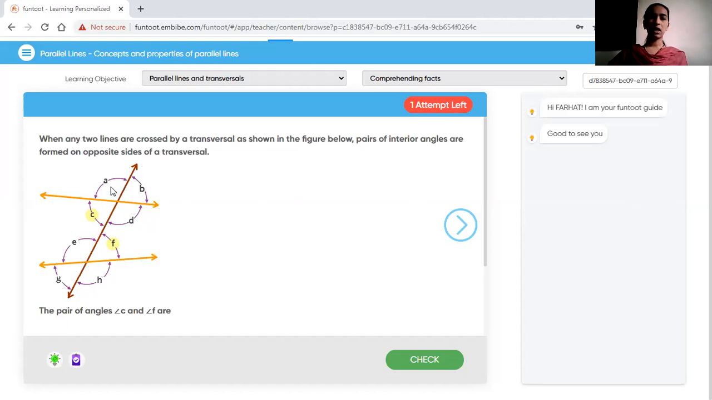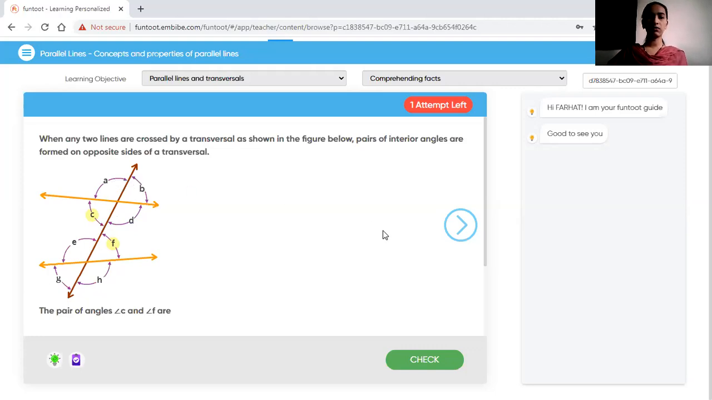And how many angles are formed? Here 4 angles and here 4 angles, so 8 angles will be there. Whatever is inside the two lines is called interior and whatever is outside is called exterior. The angles made on the interior side are called interior angles, and the angles made on the outside of the lines, that means in the exterior, are called exterior angles.